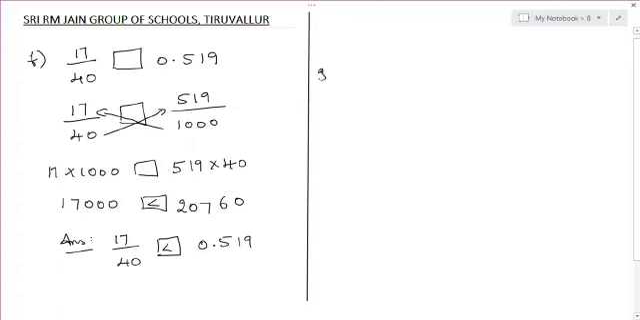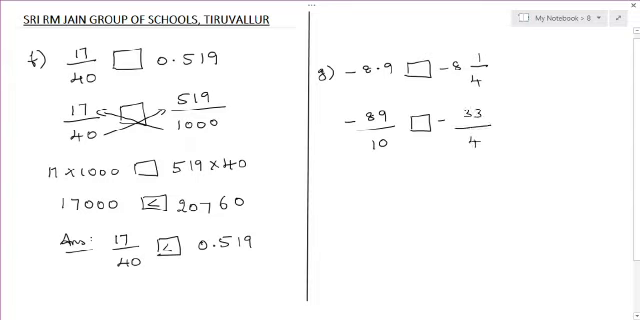I'll do G sum. Minus 8.9. We are going to compare it with minus 8 1 by 4. So again change the decimal to rational number. 89 divided by, I have only one digit after the decimal, so it is 10. Change this mixed fraction to improper. 4 8s are 32 plus 1, 33 divided by 4. Now you can cross multiply. Minus 89 into 4, we are going to compare it with 33 into 10.